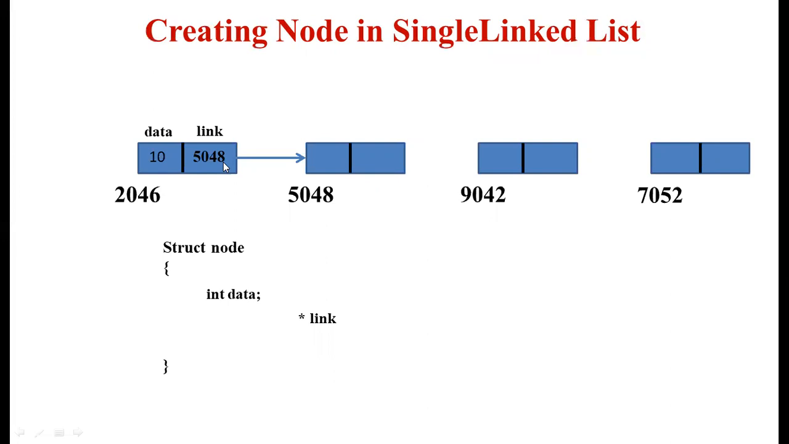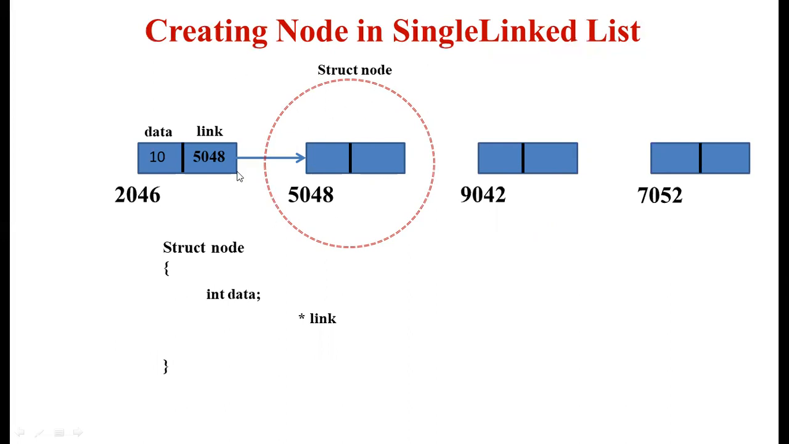For example, an integer pointer pointing to integer data, a floating pointer which points to float data, an array pointer pointing to arrays, and a structure pointer pointing to a structure. So here the pointer is pointing to the structure, which is another node. That node is nothing but a structure node. So here the pointer is pointing to the structure node.